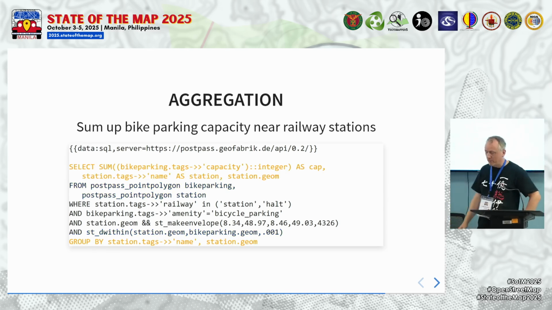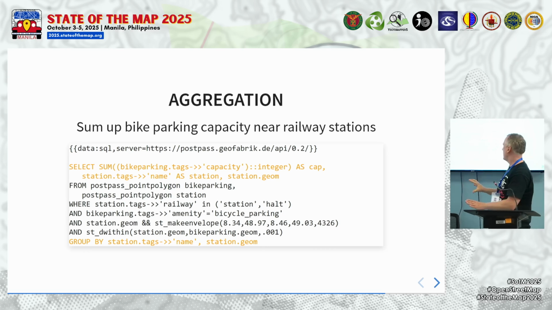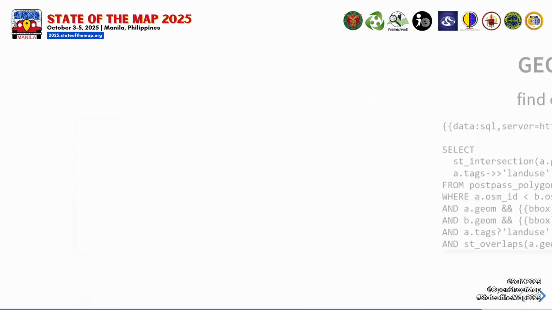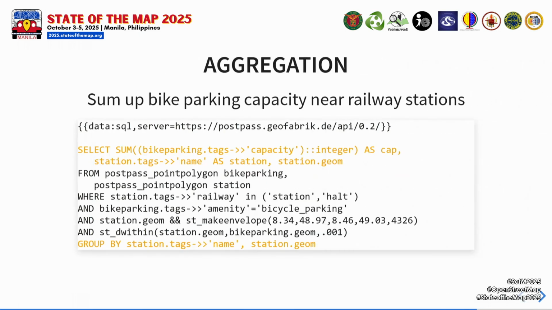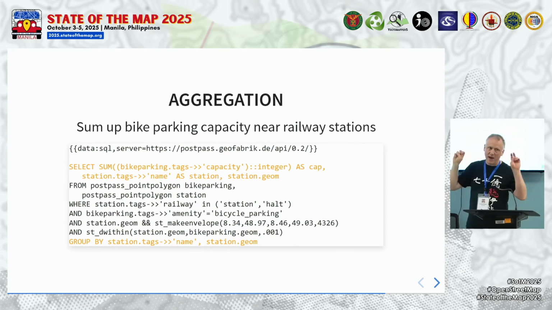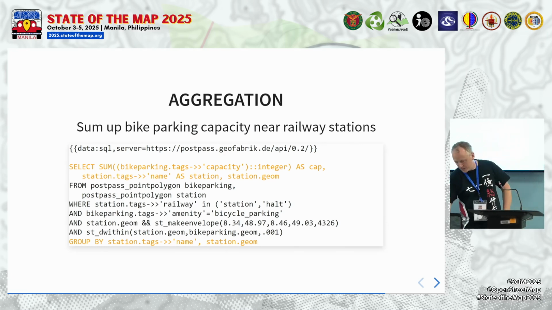And then group by station tags name. So if you find several bike parkings in the vicinity of the same station, you group that by the station name and geometry, and then sum up the bike parking capacity if you have it. I'm not going to run this now, but that will actually return a map with stations marked. And if you click on the station, you will see, because it says here some blah blah blah as cap, a property named cap that says the capacity.